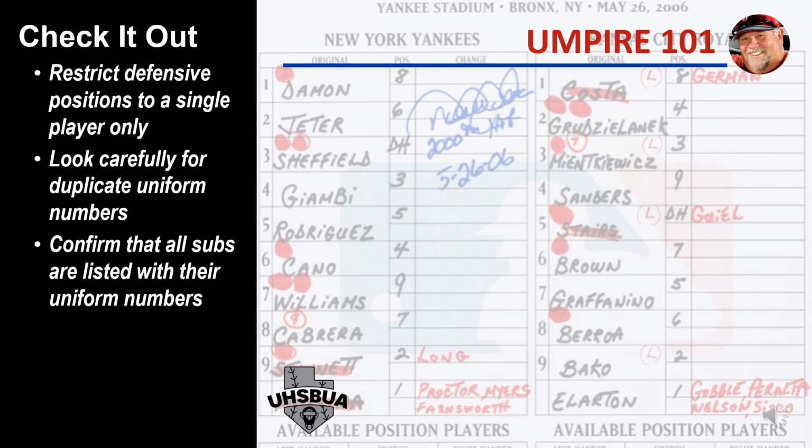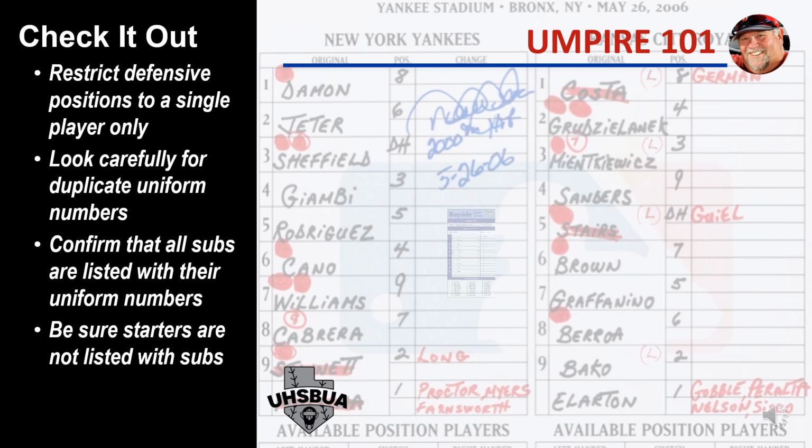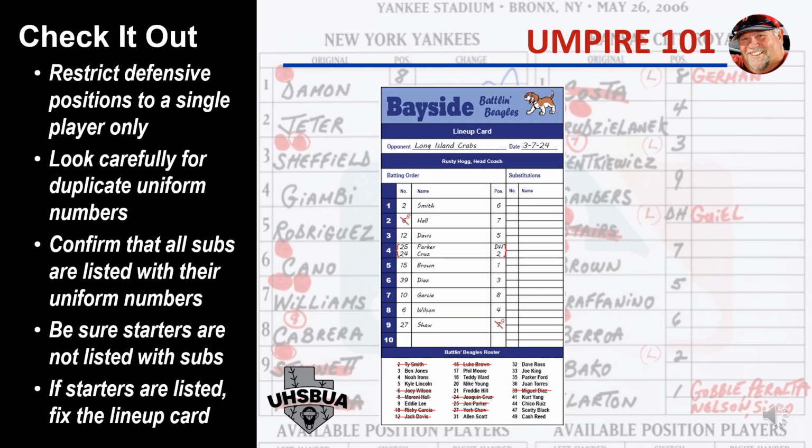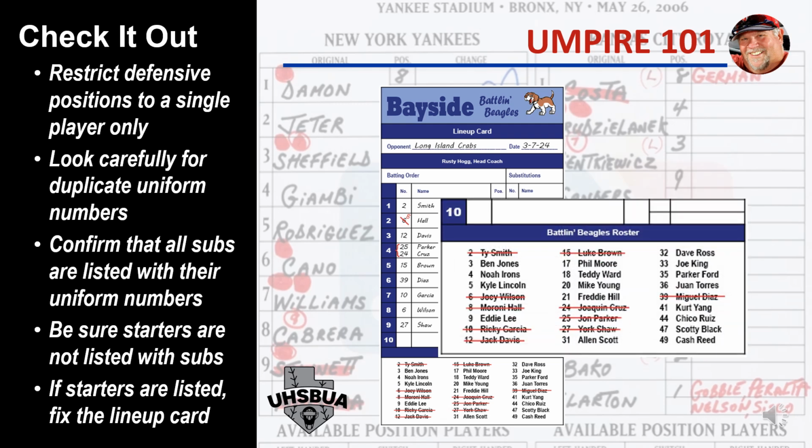A common mistake is listing the starters among the substitutes. This usually happens when a team uses pre-printed lineup cards with the entire roster listed at the bottom. Before Coach Rusty Hogg delivers his lineup card to the plate umpire, he should cross out the names of all starters so that the only names remaining are the substitutes. If the starters' names are still present when Coach Hogg submits the lineup card, the plate umpire should take a few minutes and cross out the starters from the list of available substitutes.